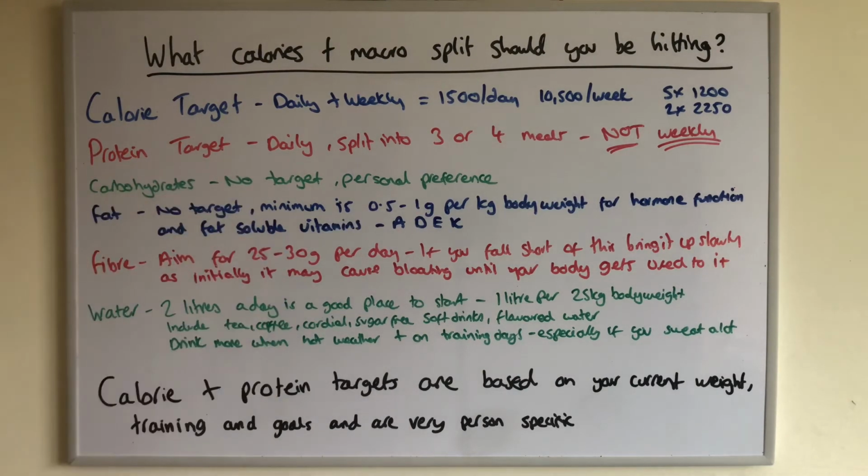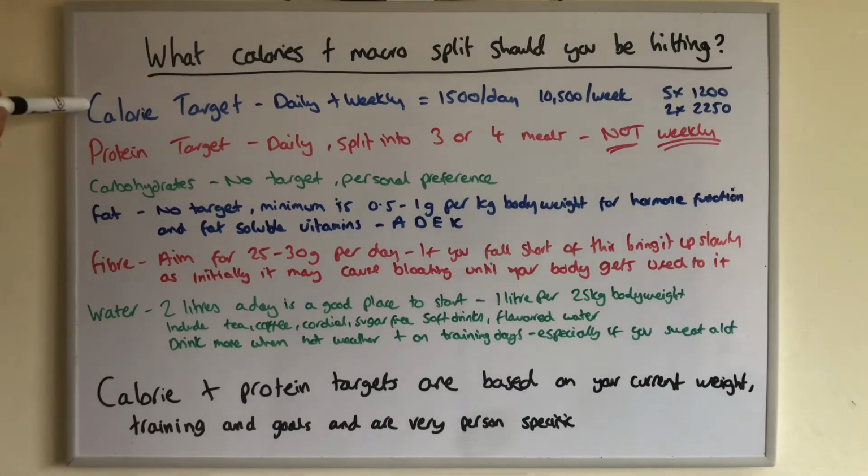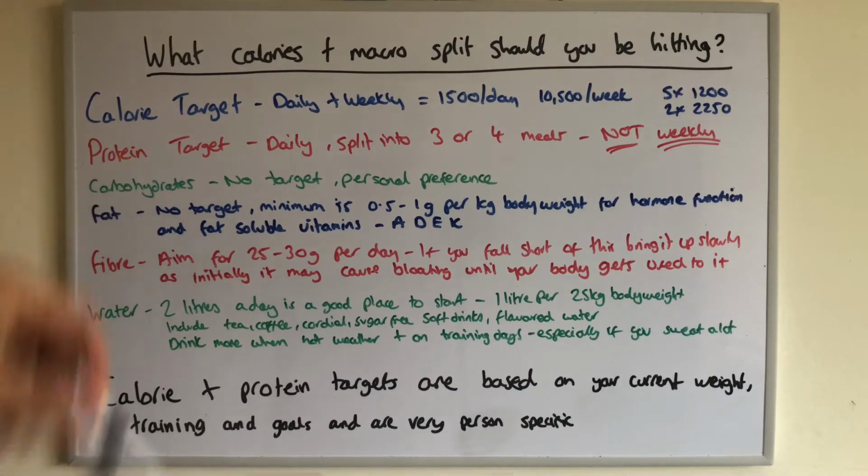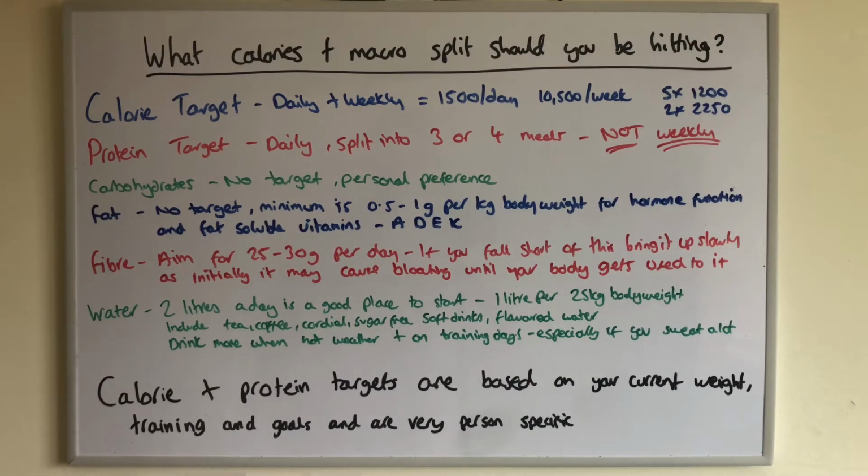Carbohydrates, there is no target. So this is totally personal preference. Some people like a high carbohydrate diet and some people like a low carbohydrate diet. As long as calories are on point and your protein is at your target, it doesn't matter what you are doing with those carbohydrates. So fat, again, there is no target. It doesn't matter. We focus in on calories and protein.